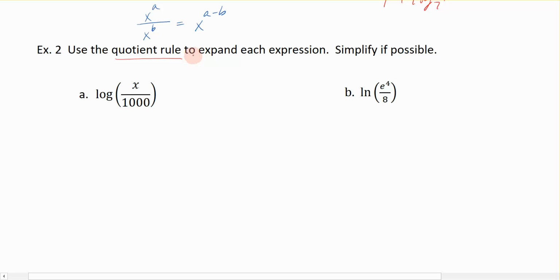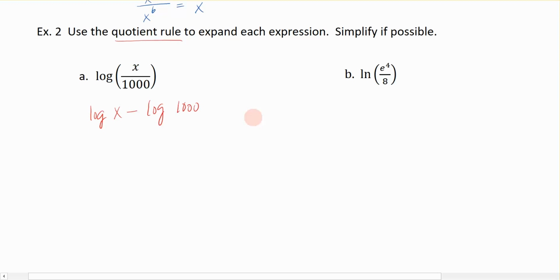If I want to expand each of these expressions using the quotient rule and then simplify, let's see what happens. The log rule says that I take the log of the numerator, so log of x, minus the log of the denominator, log of 1,000. Notice that we are subtracting here, which is similar to what we did when we talked about exponents. Okay, we're supposed to simplify if possible, just like we did in the previous example. And I can't do anything with log of x.